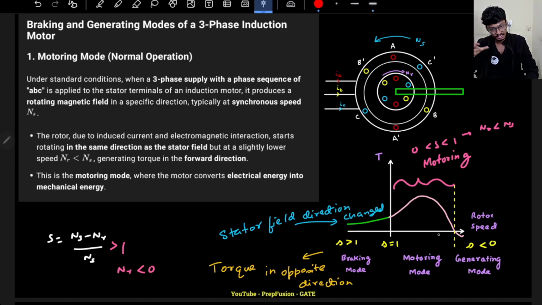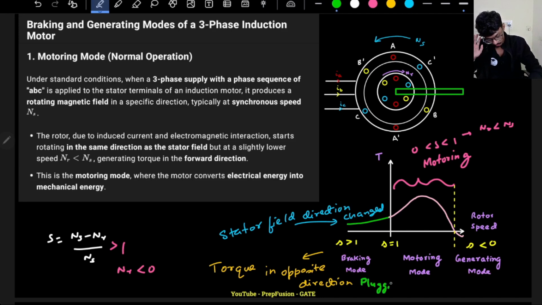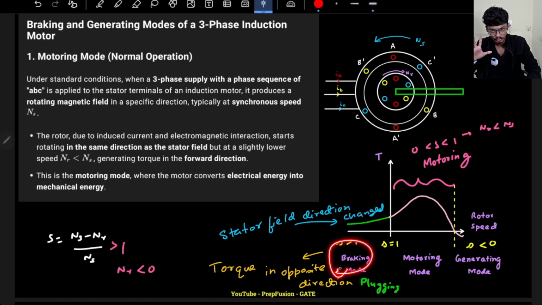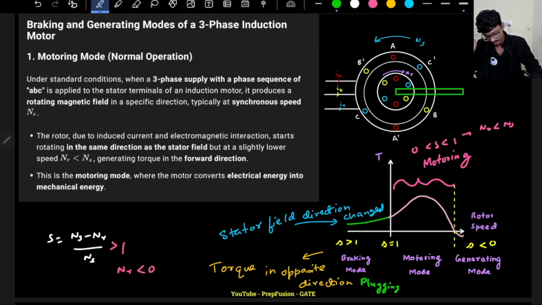Actually the three methods of braking mainly operate in three different regions. The dynamic braking operates in motoring mode, the regenerative braking operates in generating mode, and the plugging operates in this mode, okay? Trust me, no one will tell you this with this clarity. So plugging operates in this region, but still it is called the braking mode. Everyone assumes that in this region all three braking modes operate. No. In braking mode plugging operates, in motoring mode the dynamic braking operates, and in generating mode the regenerative braking operates.